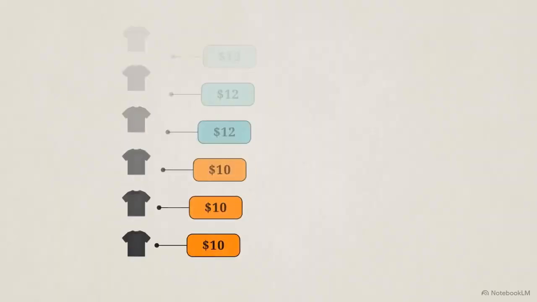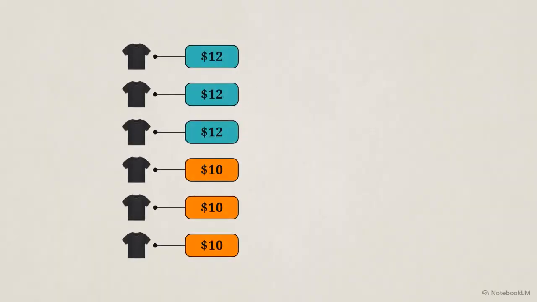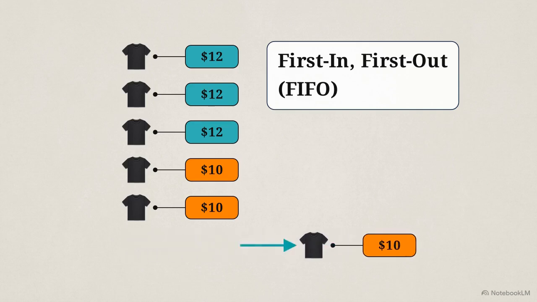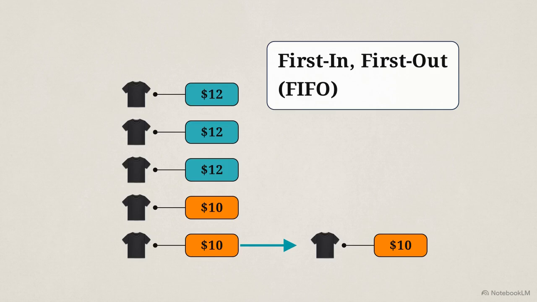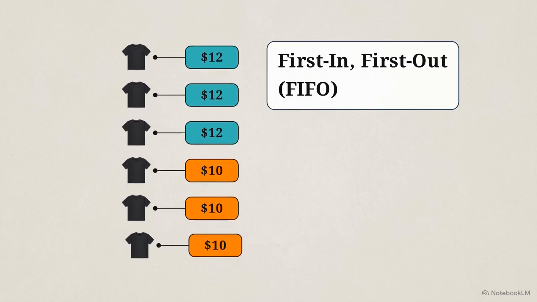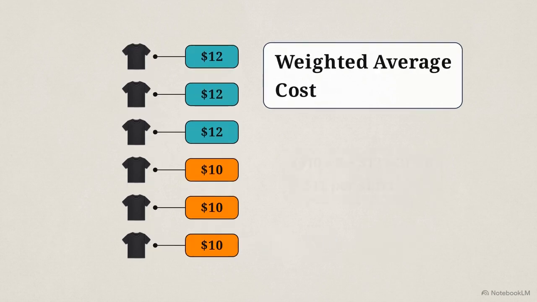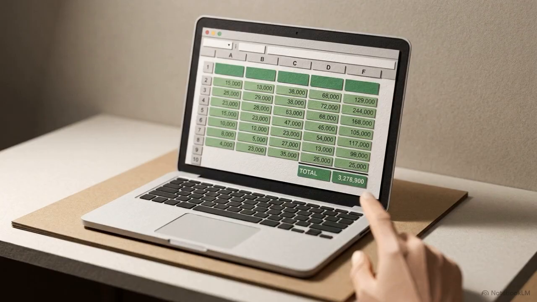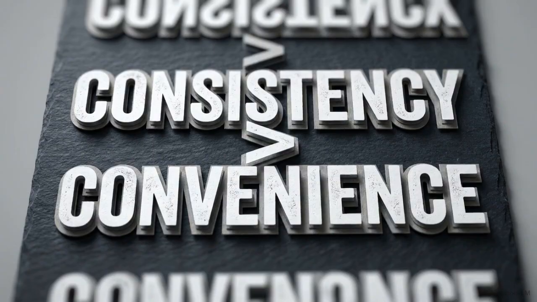This stack shows how we handle the identical t-shirts. Since we can't tell them apart, we often use a rule called first in, first out. We simply assume the oldest shirts, the ones bought first for $10, are the first ones to leave the shop. Other businesses prefer averaging them out. In this version, we blend the $10 and $12 costs together. This creates one consistent price for every shirt in the pile, no matter when it was bought. By picking one method and sticking to it, Sam ensures the profit numbers are consistent and honest, rather than just picking whichever cost makes the month look better.